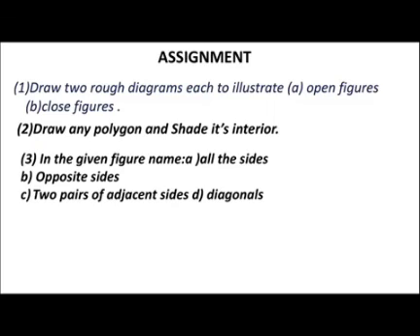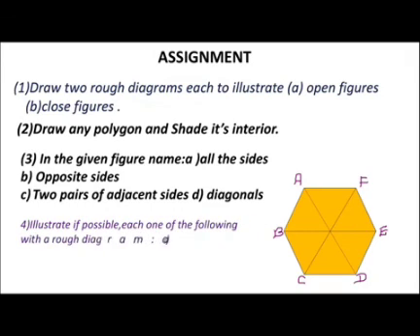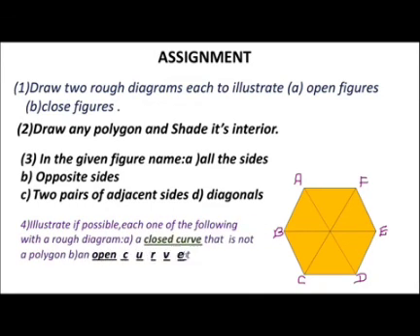Next one, in the given figure, name all the sides, opposite sides, two pairs of adjacent sides and diagonals. Okay, now the figure is on your screen. Name all the sides, name opposite sides and two pairs of adjacent sides and name all the diagonals. So first draw the figure, mark all the vertices and answer all the given questions.